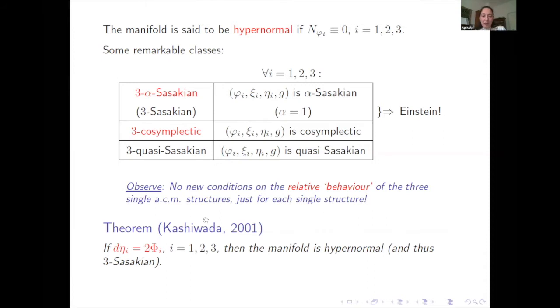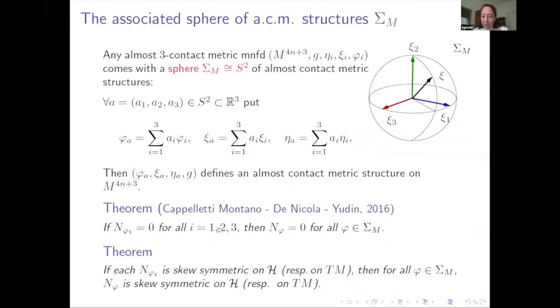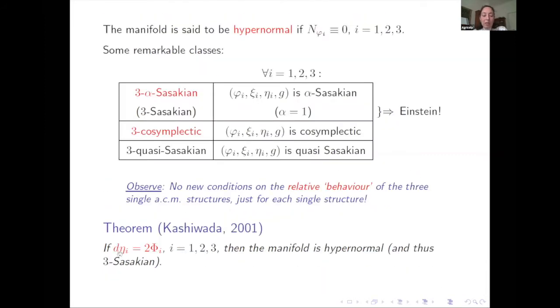And then a very nice theorem of Kashiwara states that if you only impose the contact condition, so d eta_i equals 2 phi_i for each index i, then the manifold is automatically hypernormal. So whereas the two conditions are independent for Sasaki manifolds, they are not if you have the three almost contact structures. So this is a theorem we're going to keep in mind.